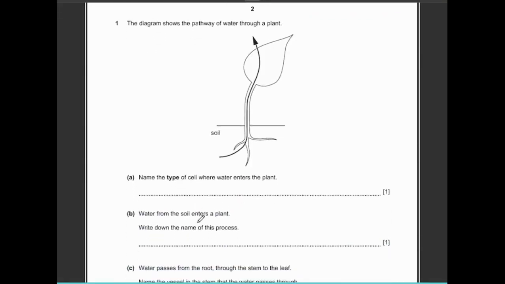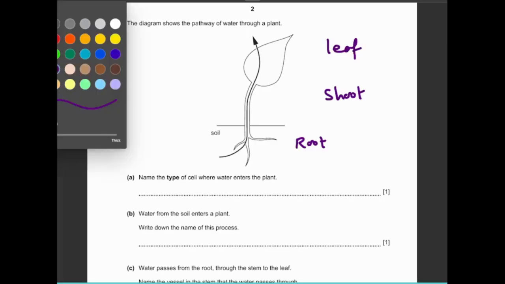The first question belongs to our photosynthesis topic, the first chapter itself. The diagram shows the pathway of water through a plant. Here you have a leaf, a root system, a shoot system, and then a leaf. What else? Soil, root.